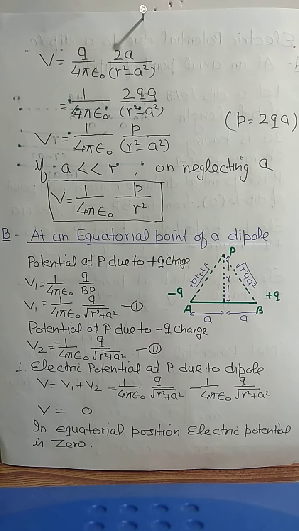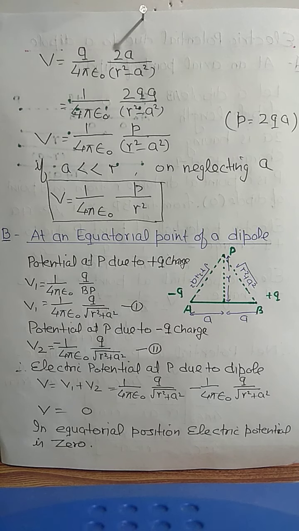Students, note it down that since potential is a scalar quantity, the formula for potential will be written with charge with proper sign. That is, for the negative sign, we will write minus Q, and for positive sign, we will write plus Q. Clear? Okay.